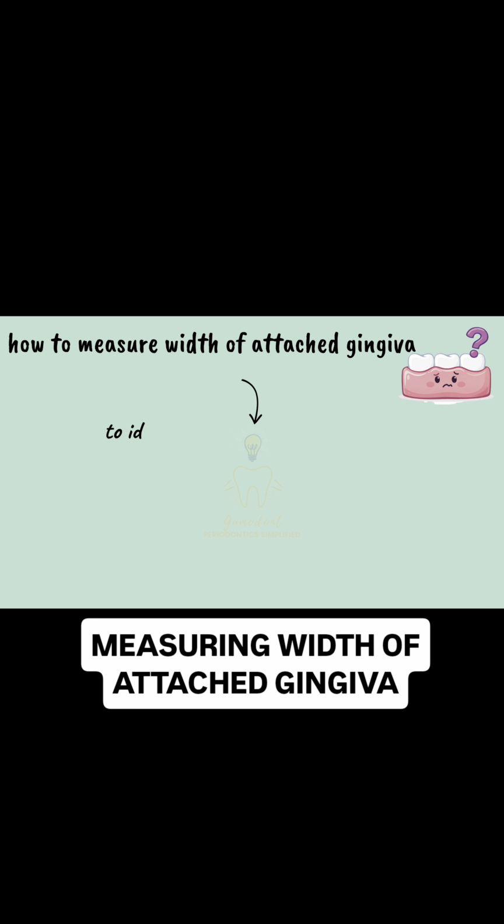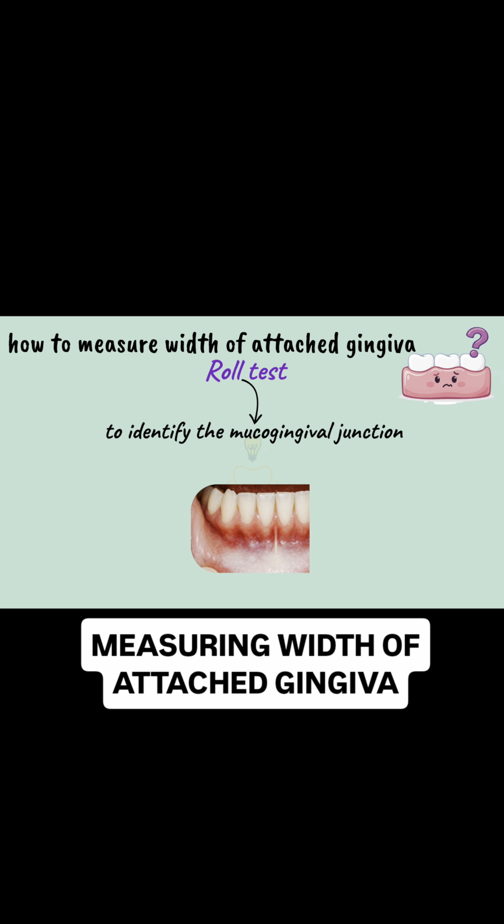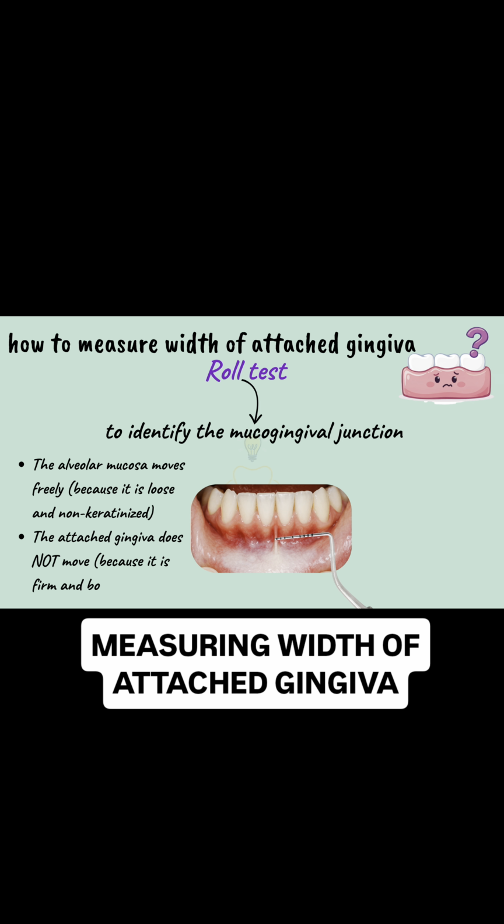Another method to identify the mucogingival junction is the roll test. A blunt instrument is used to roll the alveolar mucosa towards the gingiva. The loose alveolar mucosa moves while the attached gingiva remains firm. The point where movement stops marks the mucogingival junction.